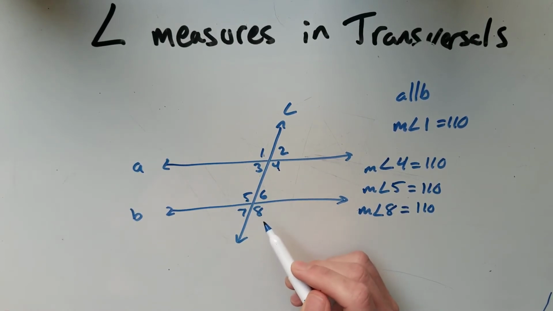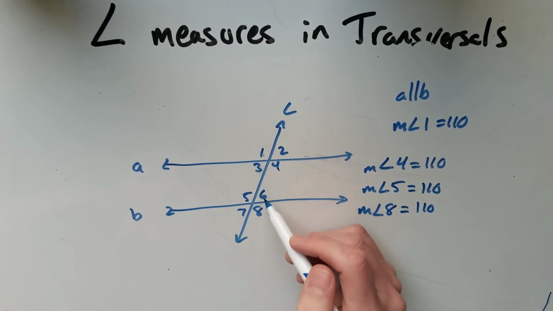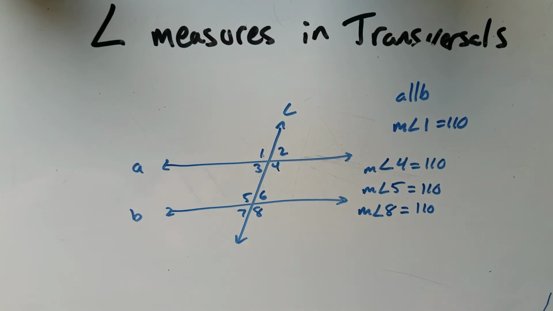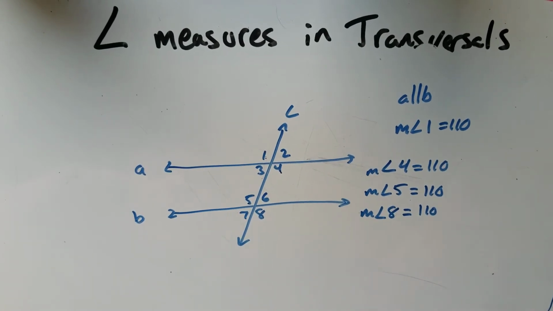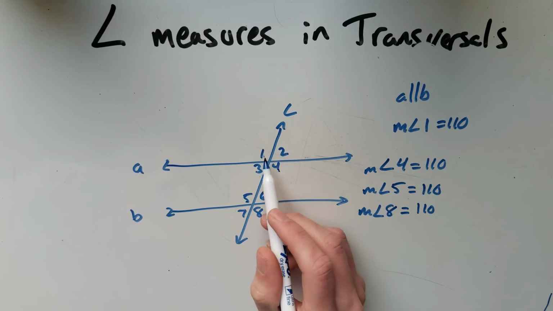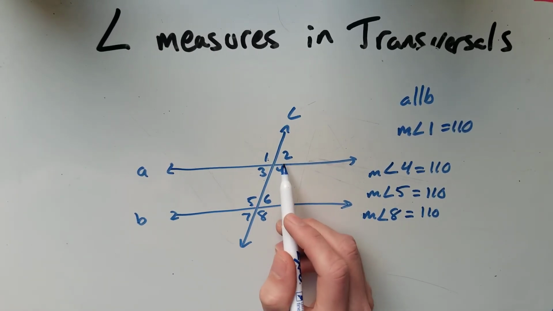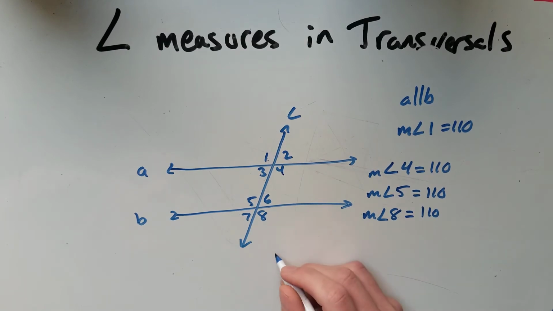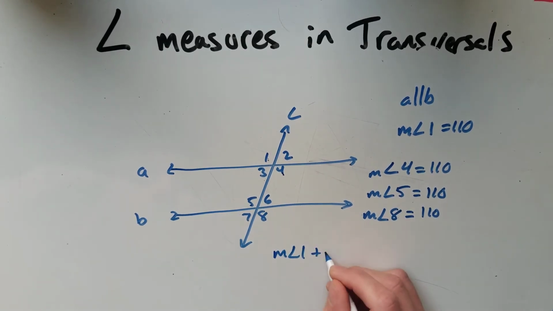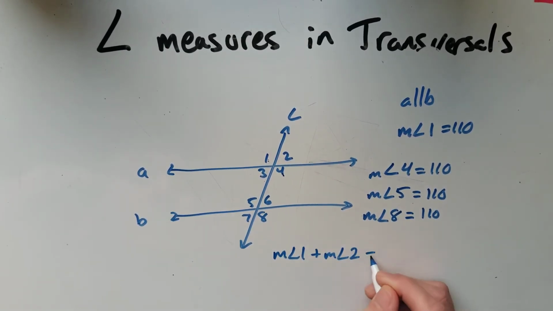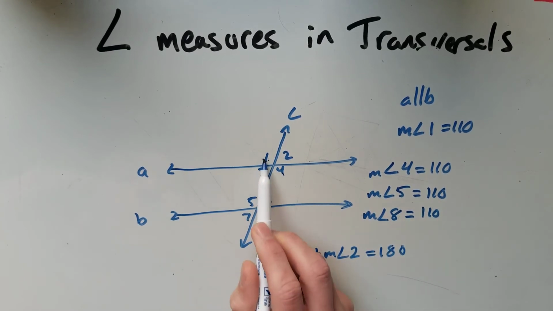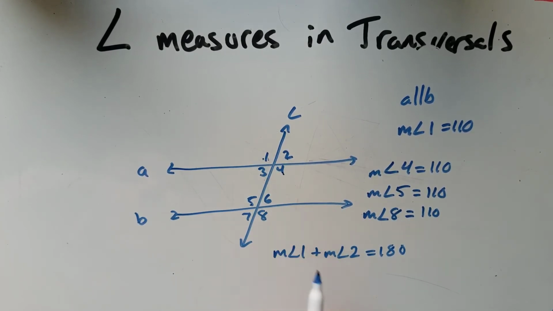Now can we find the measurements of angles 2, 3, 6, and 7? Well, to do that, we need to use supplementary angles. So I'll go to angle 1. Angle 1 and angle 2 are supplementary together, meaning they add up to 180. So the measure of angle 1 plus the measure of angle 2 should equal 180. They're supplementary. They make that whole straight angle. We know the measure of angle 1 is 110.